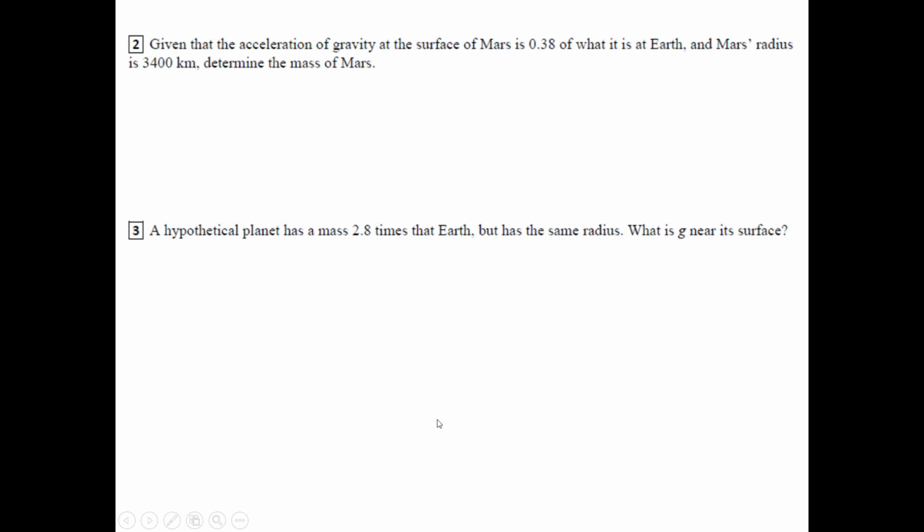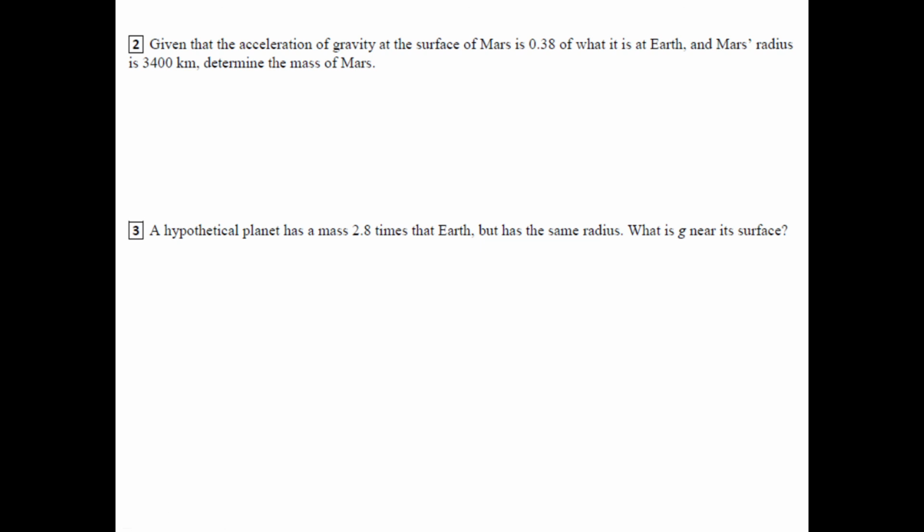Okay, let's try two more problems now on the worksheet that we've been working on. Problem 2: given the acceleration of gravity at the surface of Mars is 0.38 of what it is at Earth. At Earth it's 9.8, so on Mars it's 0.38 times 9.8. And Mars's radius is 3,400 kilometers. Warning, that's not in SI units. SI units are meters, so you have to take that into account. Can you use that to determine the mass of Mars?